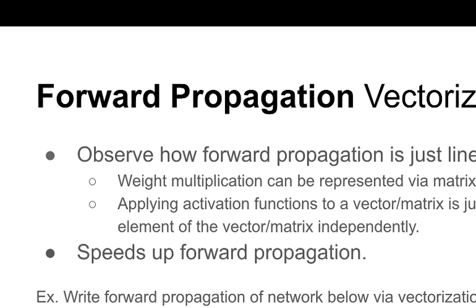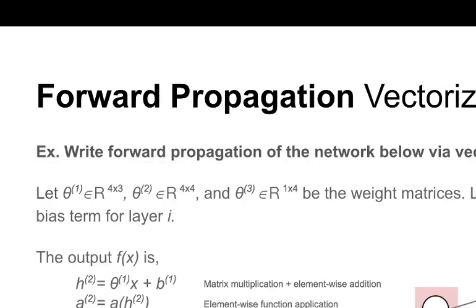So let us write the forward propagation of the network below via vectorization. It's actually really simple, so I'm not going to write it on the board. We're going to denote some variables. Let theta 1 be a matrix of size 4 by 3, theta 2 be a matrix of size 4 by 4, and theta 3 be a matrix of size 1 by 4. What this is really saying is that the first number, in 4 by 3, the 4 is the number of neurons in the next layer, and the 3 is the number of neurons in your previous layer, right? And then let x be a vector in R^3.